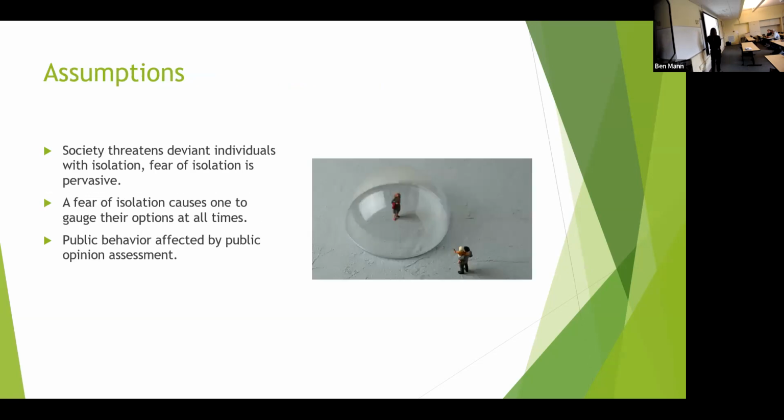So spiral of silence brings about a few assumptions. Again, these theories are the sort of guiding lenses of how we interpret behavior. The idea here is, first of all, that society will threaten people who deviate or disagree with the perspective on a topic with isolation, and that the fear of isolation is a pervasive and pretty universally shared phenomenon. The idea here being that if we express a controversial view or opinion outside of the majority opinion on an issue, oftentimes we are left out, we're isolated, we don't feel included, and in so doing, we're not able to fulfill our core human needs.